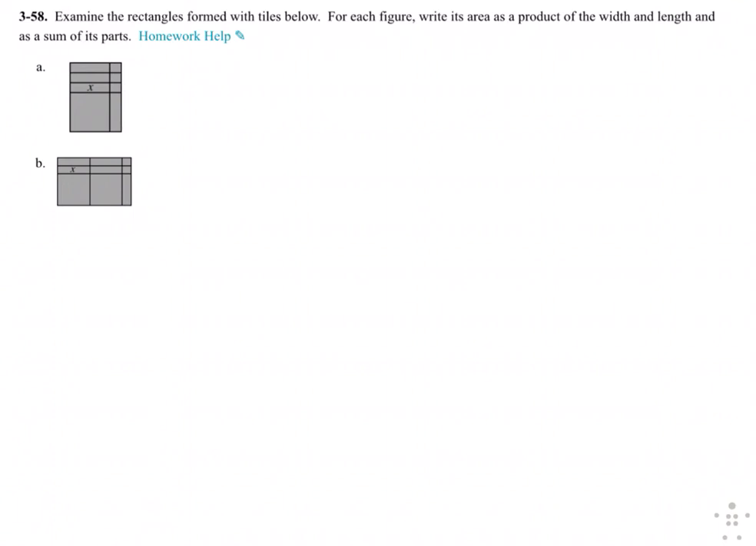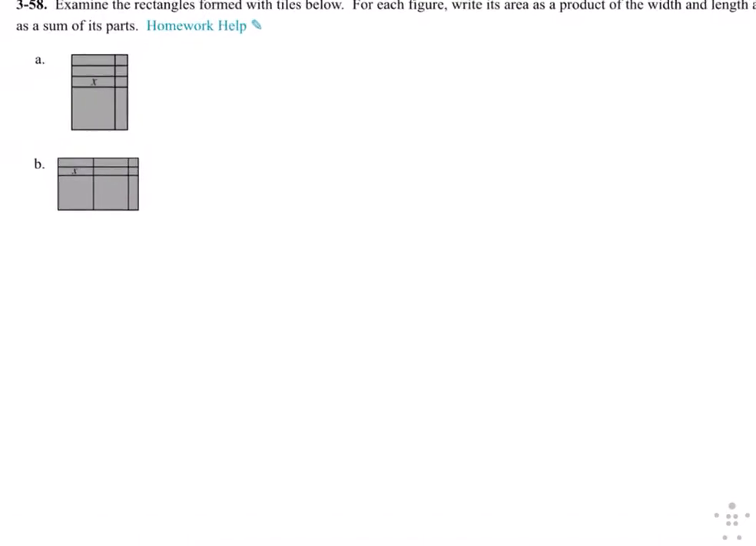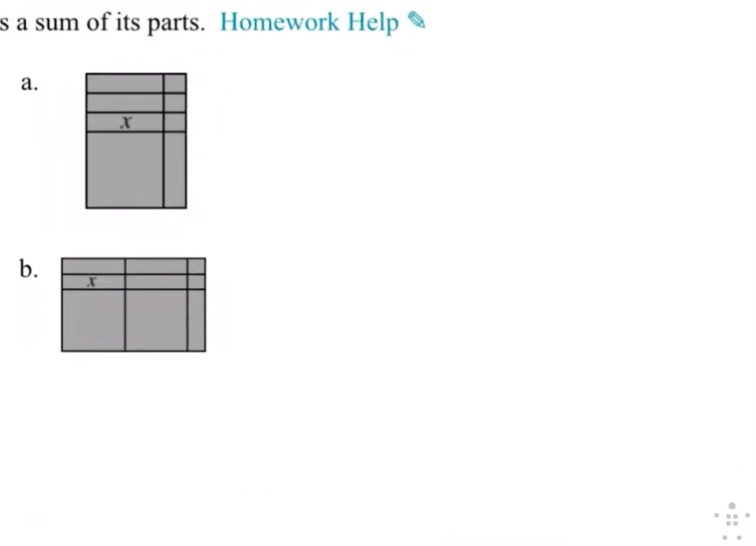Okay, for 58, they want us to look at the tile patterns and then write its area as a product of width and length and as a sum of its parts, right? So they want us to write it as width times length, and then they want us to write it as the sum of the parts. Okay, so let's make these bigger, since we now know what we need to do.